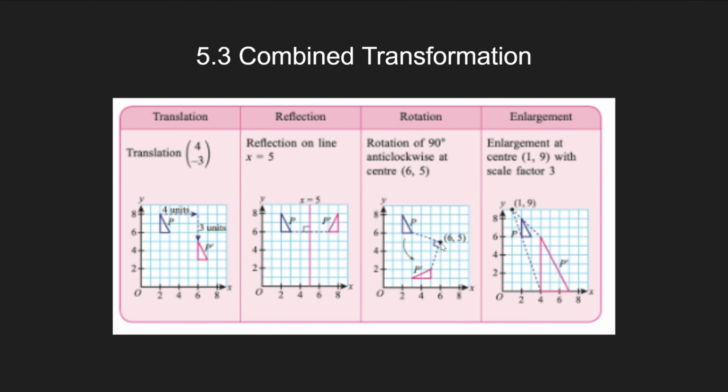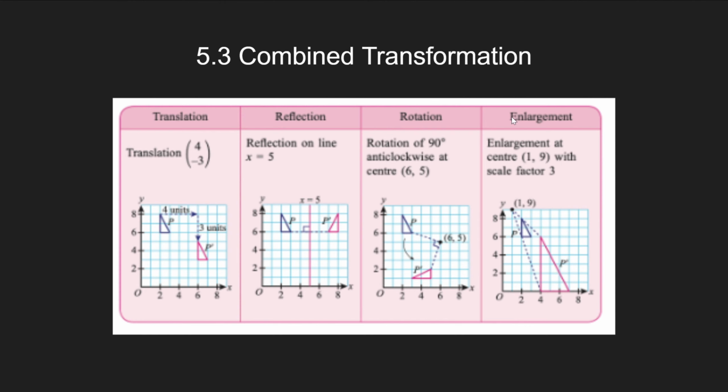For rotation of 90 degrees anti-clockwise at the center of 6, 5, you have to put a point at 6, 5 as the center, and then rotate the object 90 degrees anti-clockwise. So from here, you can draw a new image and label it P prime.